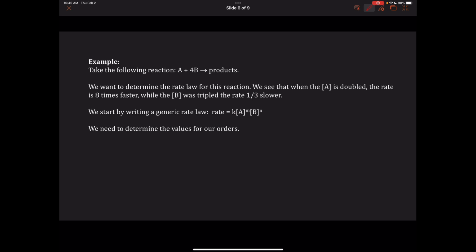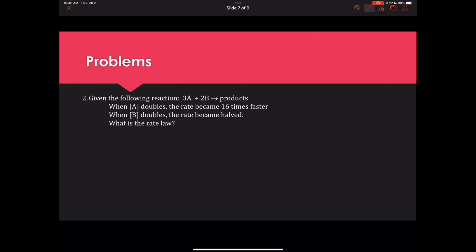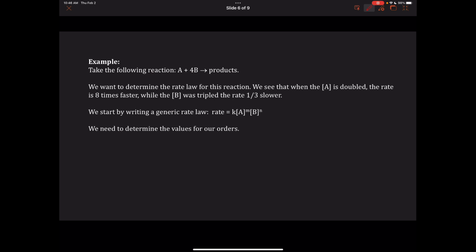To determine our orders, we're going to start by writing our generic rate law. That says rate equals K times the concentration of reactant A raised to some order times reactant B raised to some order. The next thing we need to do is determine the values for our orders. M is the order on reactant A.